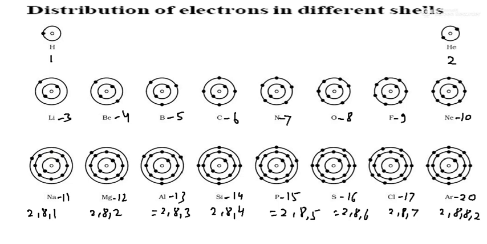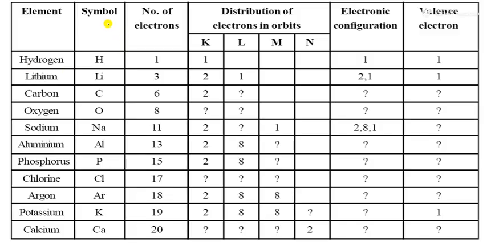What happens in the next one? There is a table where some elements and symbols are given, and the number of electrons is also given. There is the distribution of electrons in some orbits, and this is the electronic configuration. I have told you some methods. And these are the valence electrons, and where there is a question mark, you have to fill it in. I have told you this structure many times.